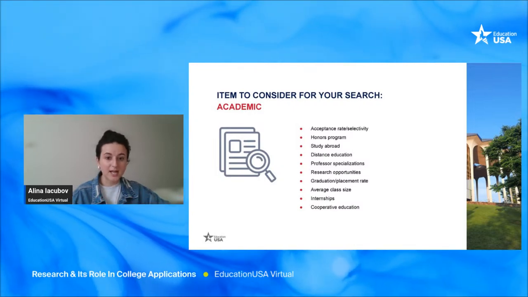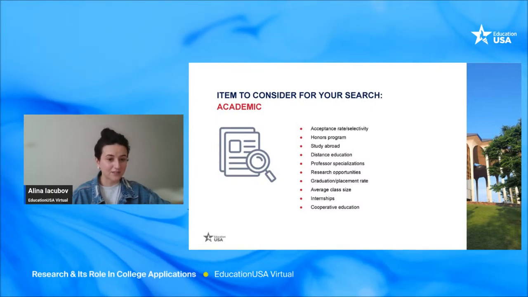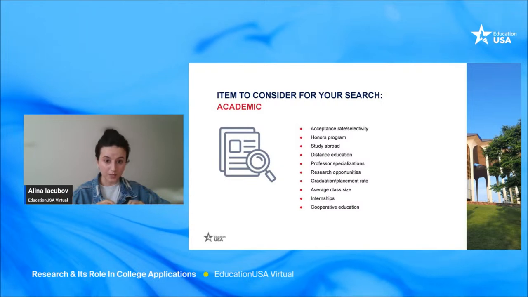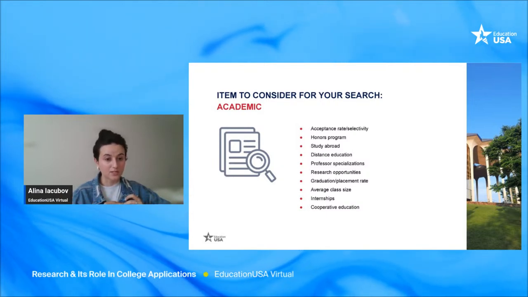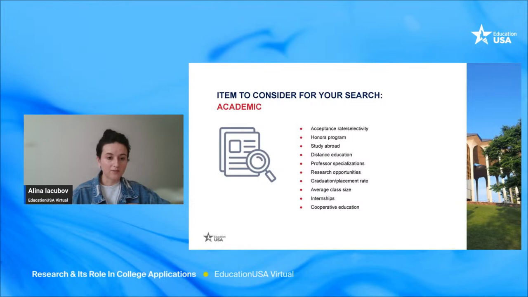Then the honors program, the study abroad programs, if you participated in different campuses, or you participated in summer courses, that's also super important. And if you are planning to apply for a college and you have 2 or 3 more years until you go there, it's also a good thing to apply for some courses online, virtually, or offline. That's also possible. Then the distance education and the professor specialization, that's something you also need to consider.